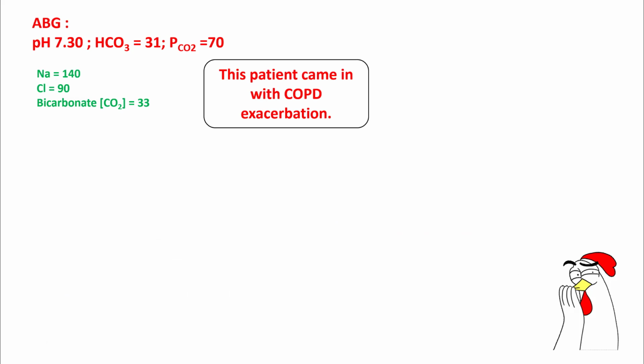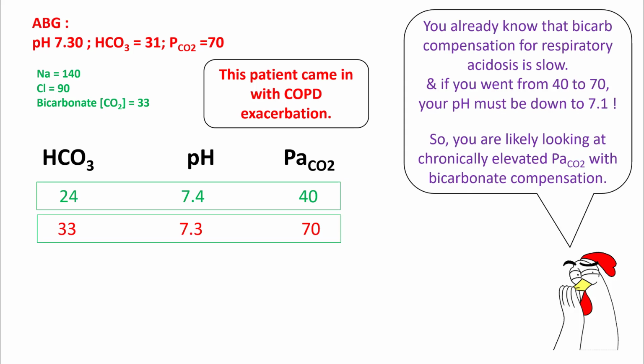So let's look at our previous two patients. This was the patient with COPD exacerbation. Looking at this ABG, you can already see that if you went from a PaCO2 of 40 to a PaCO2 of 70, your pH should have dropped down to a pH of 7.1.